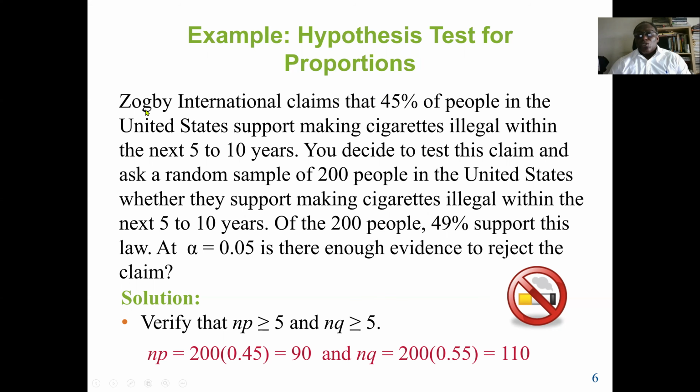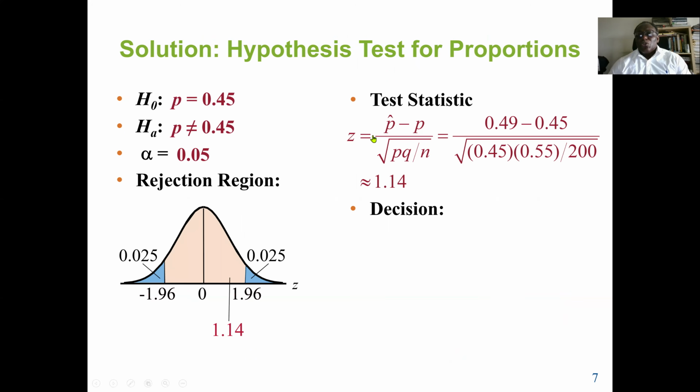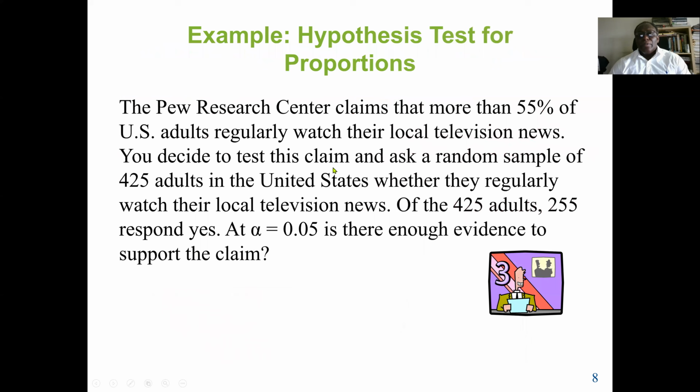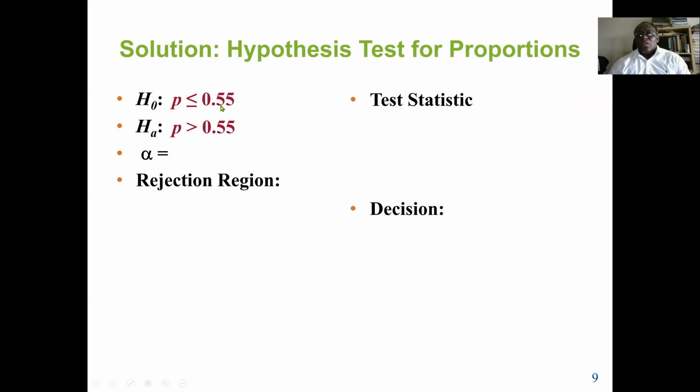But if the question had said Zogby International claimed that more than or less than 45% of people, if we say more than 45% of the people, then this more than becomes our HA. Then H0 will be less than or equal, and the other way is the opposite. So that's what we have here. Since more than 55% is HA, H0 will be less than or equal to 0.55.